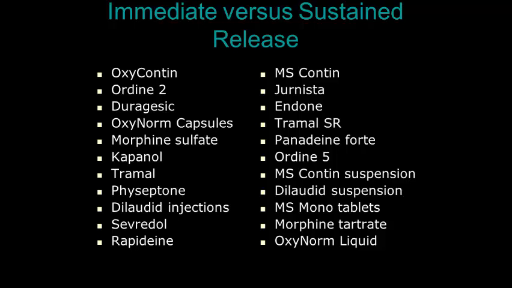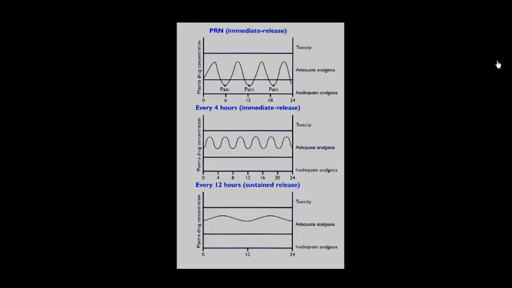MS Mono is daily morphine. Morphine tartrate is morphine for injection, and Oxynorm liquid is immediate release oxycodone.